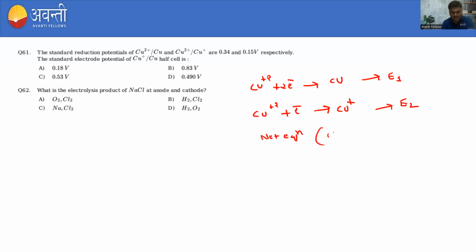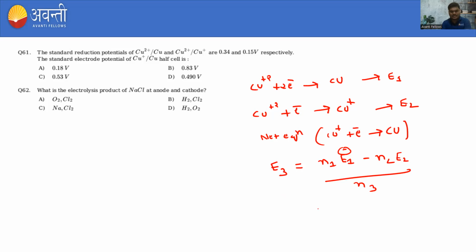The net equation is copper plus gaining an electron to become copper. So how will you calculate this? This is nothing but E3. We can calculate E3 by n3 E3 = n1 E1 minus n2 E2. We already know this formula and use it in electrochemistry. So E3 is equal to n1 E1 minus n2 E2 divided by n3. Just put in the values and you'll get 0.5214. So which option is correct? That is option number C.